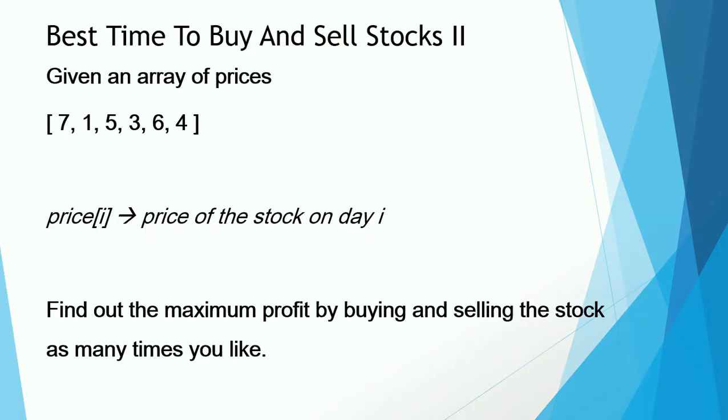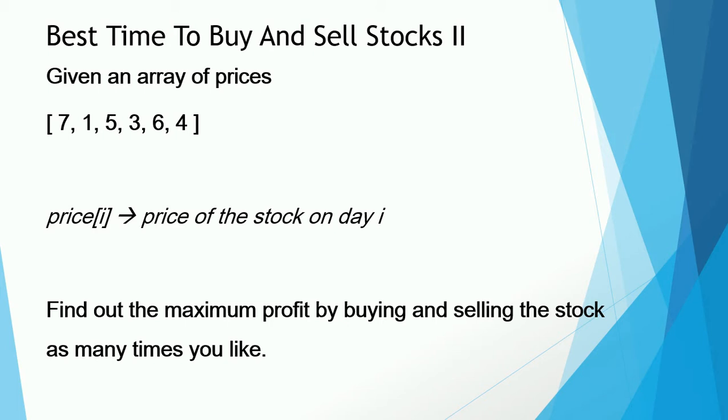You are given an array of prices. These are the prices of a stock. So prices[i] represents the price of the stock on the ith day. You need to find the maximum profit that you can obtain by buying and selling the stock as many times as you like. That means you can do multiple transactions.